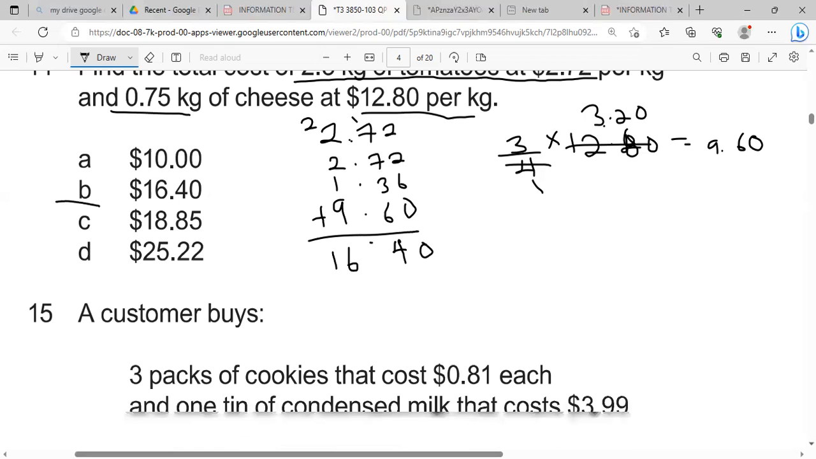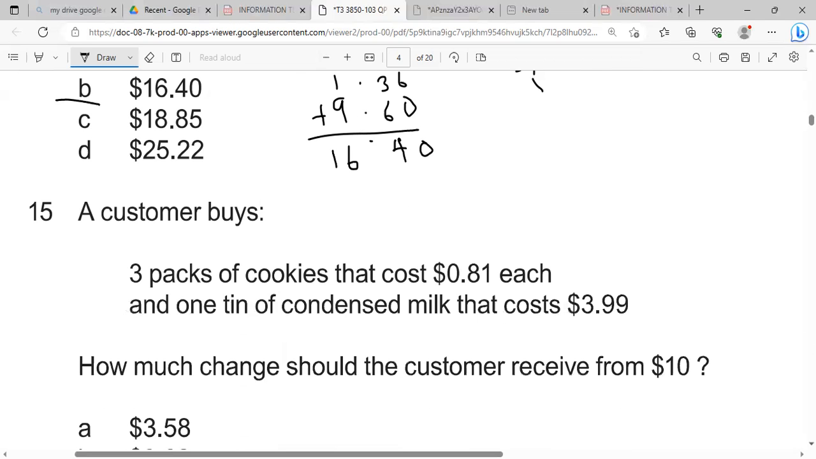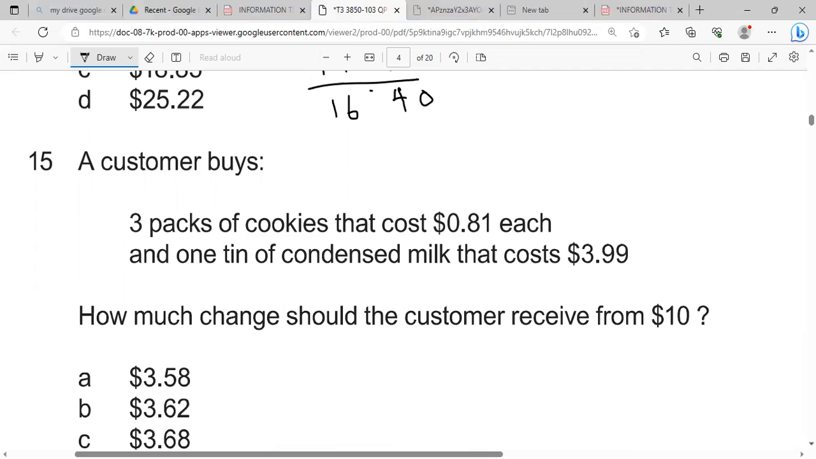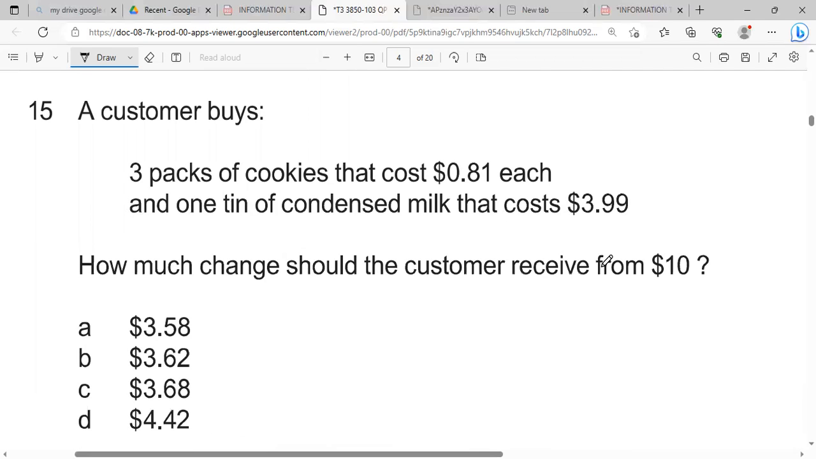It says a customer buys 3 packs of cookies that cost 81 cents each and 1 tin of condensed milk that costs $3.99. Of course, it's not in Jamaica. That would cost like $10,000. This country is getting crazy, man.